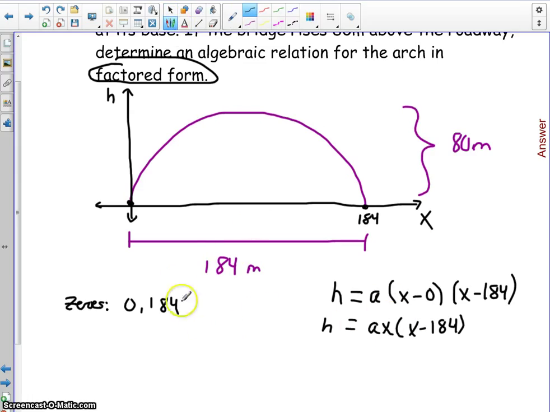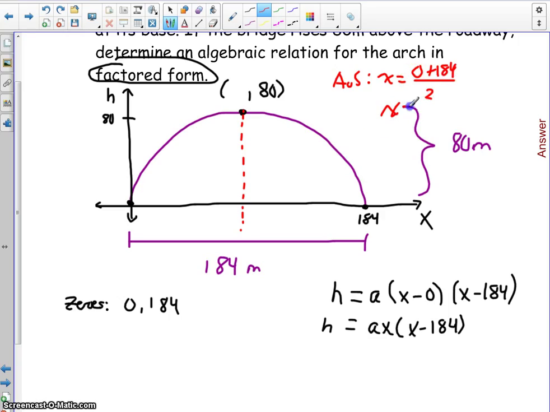What we can use to find another point is the fact that at our maximum value, our highest point, we know we're 80 meters high. So we know the y value of that point is 80. For the x value, that's going to be the axis of symmetry, that invisible line that cuts the parabola in half, which we know is halfway between our x-intercepts. So to find our axis, we're going to be halfway in between 0 and 184, so 0 plus 184 over 2, which gives me an x value of 92.